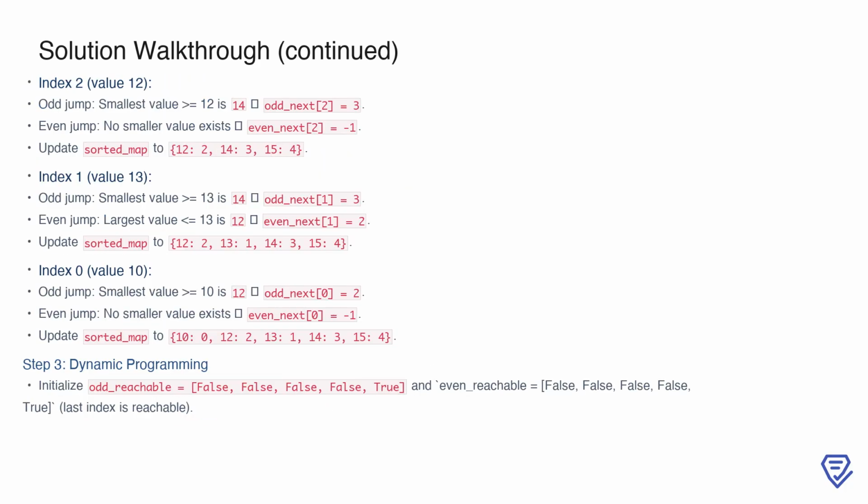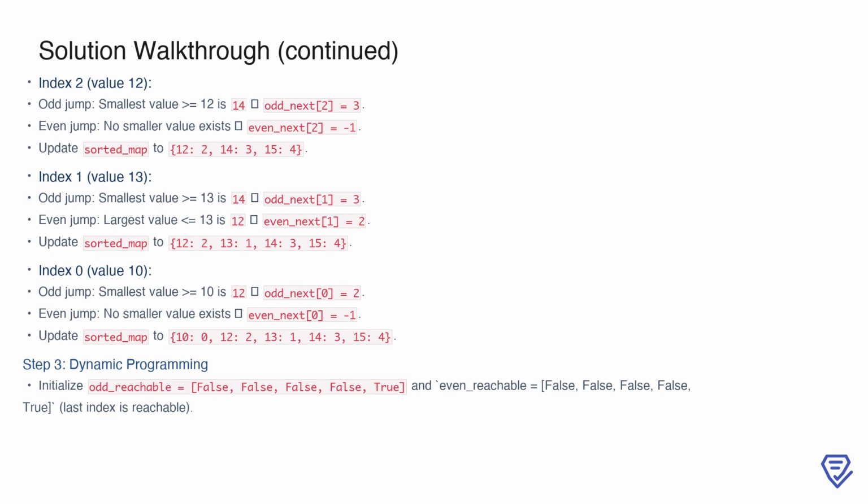At index 2, the value is 12. For an odd jump, the smallest value greater than or equal to 12 in sorted_map is 14, which corresponds to index 3. Thus, odd_next[2] equals 3. For an even jump, there's no smaller value than 12, so even_next[2] equals -1. We then update sorted_map to include the value 12 at index 2, making it 12, 2, 14, 3, 15, 4.